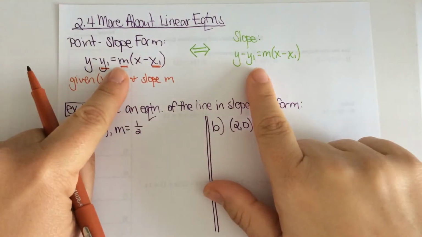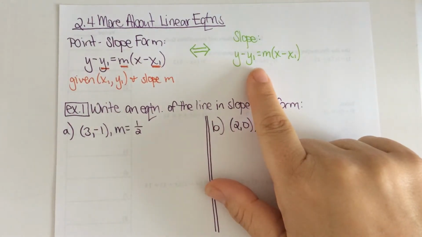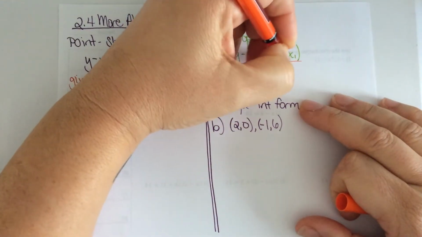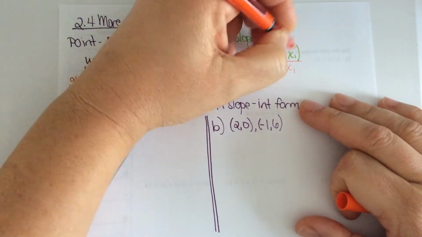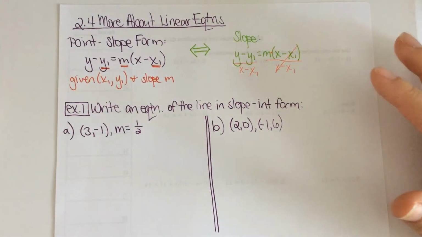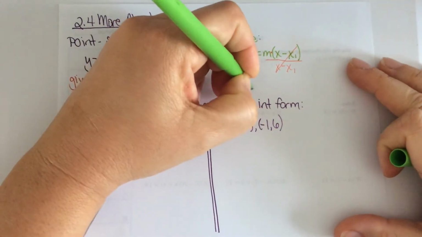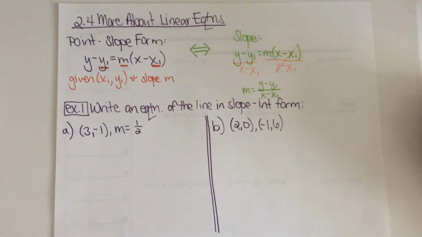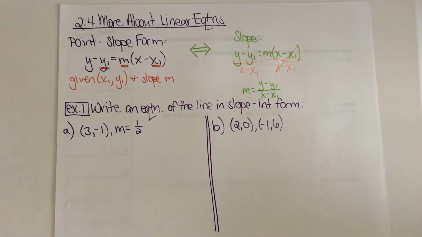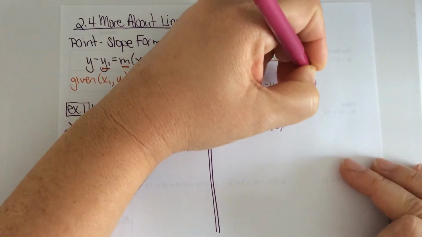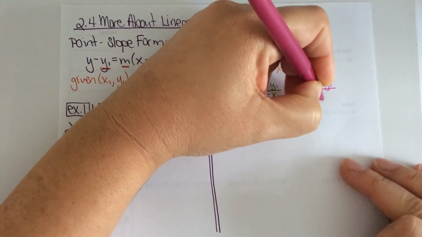So if I take this point slope form and I divide both sides to get the m by itself, then that whole thing cancels out. Remember, we can cancel because it's attached with multiplication. I end up with m equals y minus y1 over x minus x1. And isn't that exactly the same as the slope equation? We just write it a little bit differently, but it means the exact same thing.